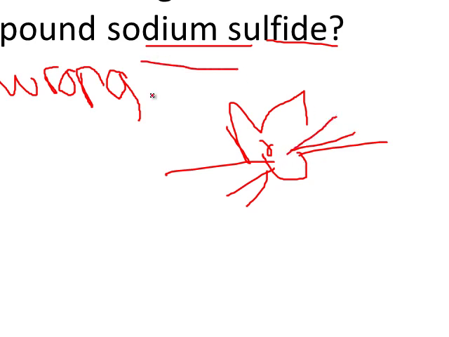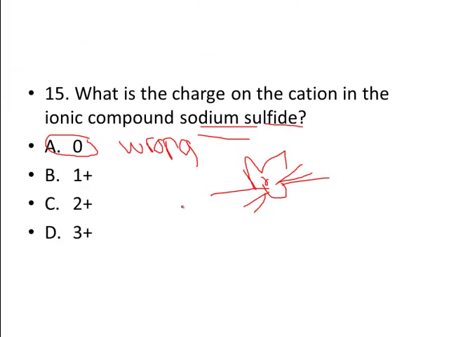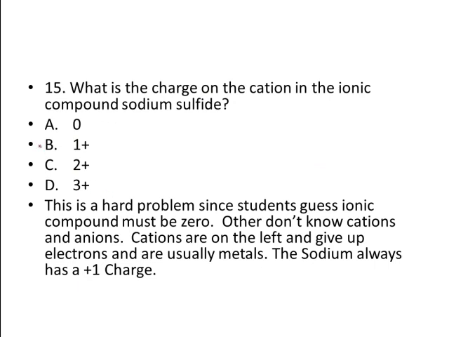Positive. How do we become positive as a cation? We have to have obviously a positive charge. And sodium, when you look at the periodic table, it's group 1. So we know the charge is 1, so that's our right answer. It is a +1 charge.